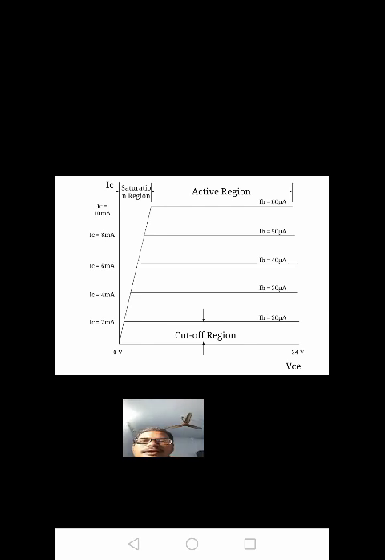Saturation means the output voltage is somewhat increased, and at the same time the collector current value will be 6 or 8 milliamperes, whatever it is. At that time we get the saturation condition. In between, we get the active region, from 2 to 8, with larger output voltage values. Here we are observing the output characteristics of the transistor.